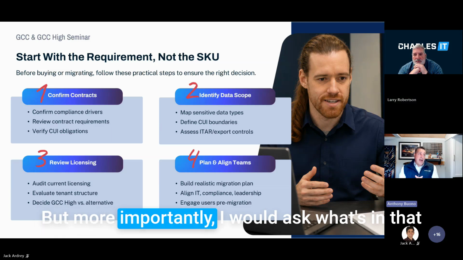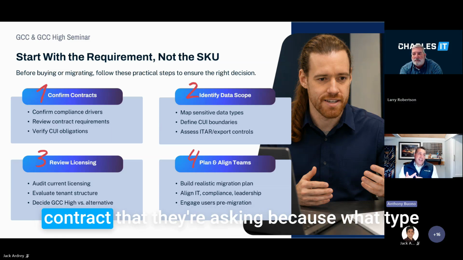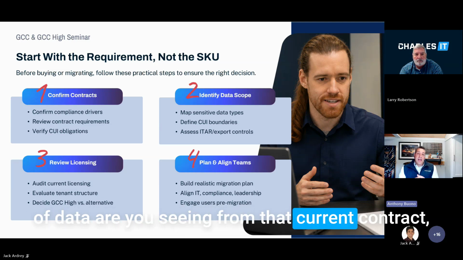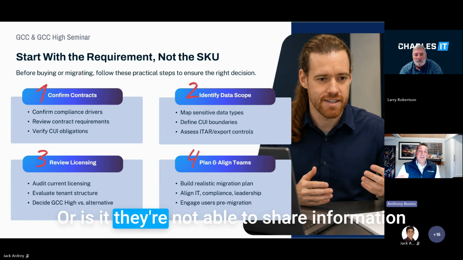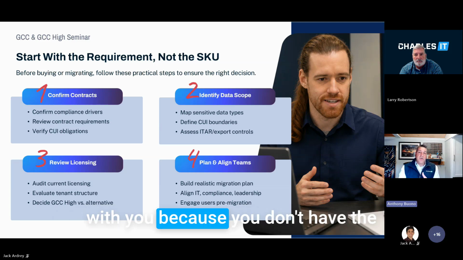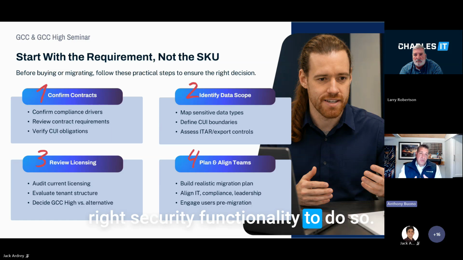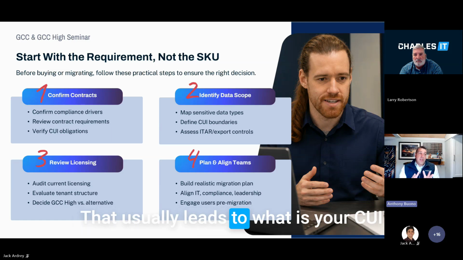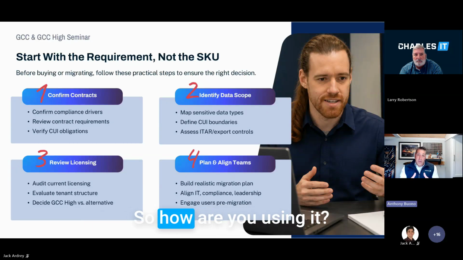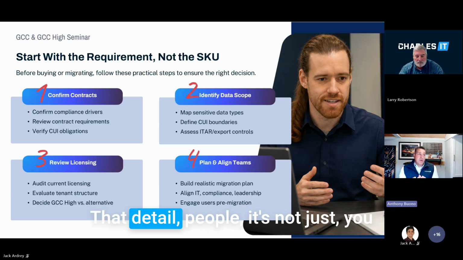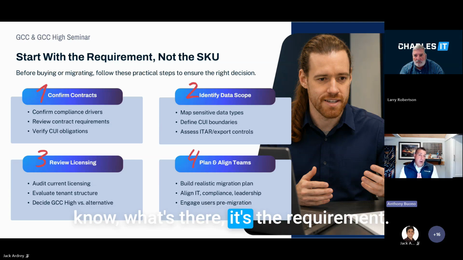But more importantly, I would ask what's in that contract that they're asking, because what type of data are you seeing from that current contract, or are you already seeing that information? Or is it they're not able to share information with you because you don't have the right security functionality to do so? That usually leads to what are your CUI obligations or what is the ITAR data that they're sharing. So how are you using it? How's it being shared? That detail, it's not just what's there, it's the requirement.